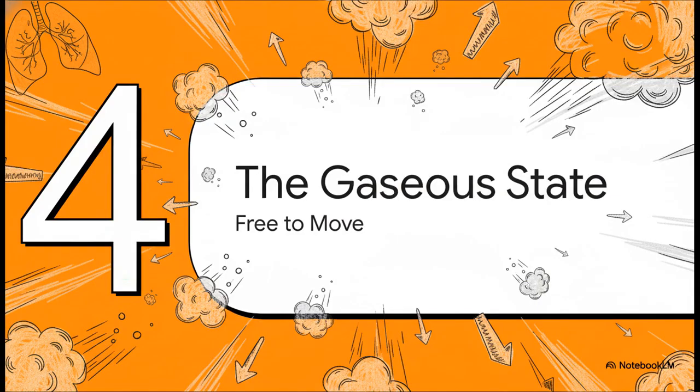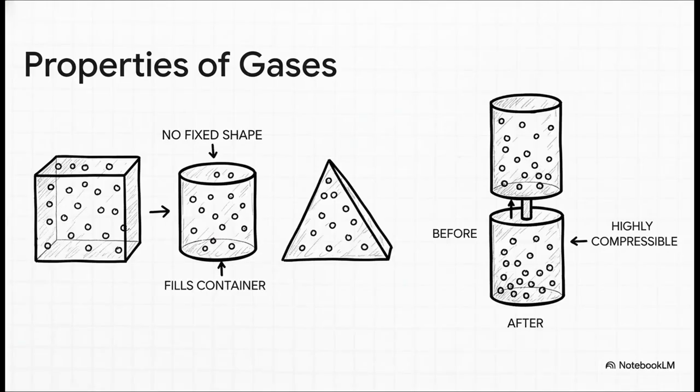And that brings us to our fourth section, the gaseous state. The best example, of course, is the air all around us. Let's see what makes gases so unique. Gases are in a world of their own, completely different from solids and liquids. They have neither a fixed shape nor a fixed volume. A gas will simply expand to fill the entire space of any container you put it in, and their most defining property is that they are highly compressible.